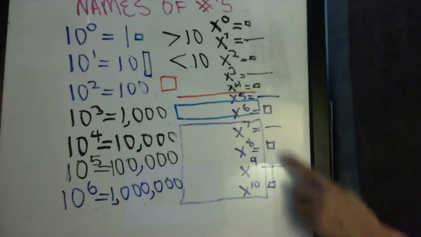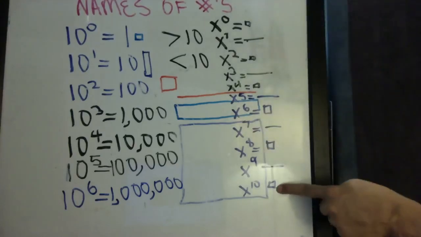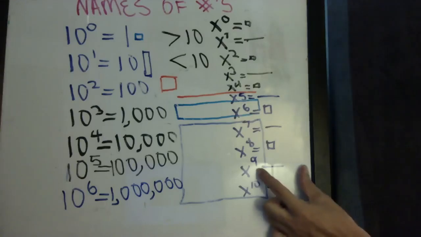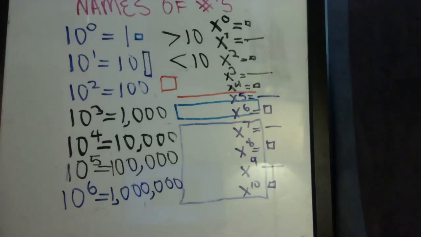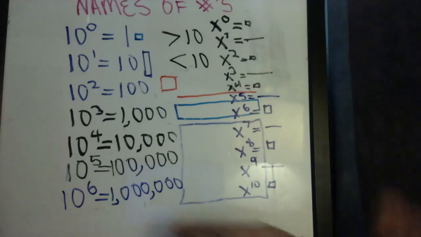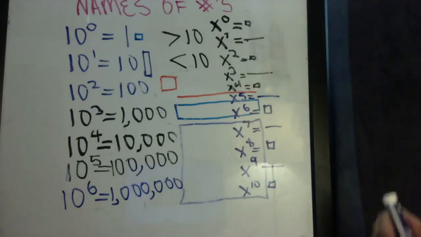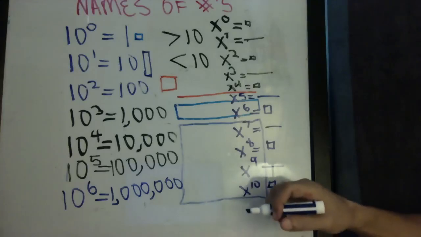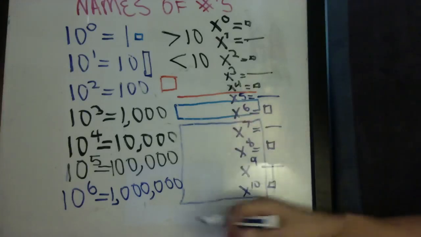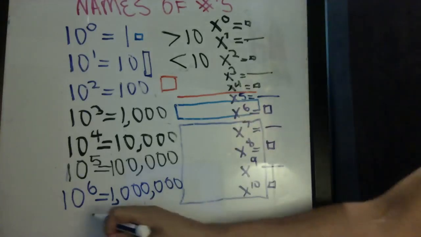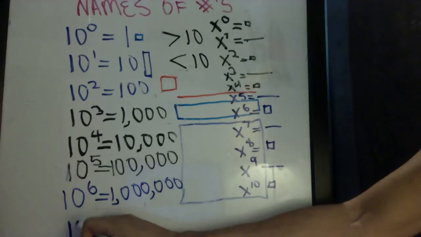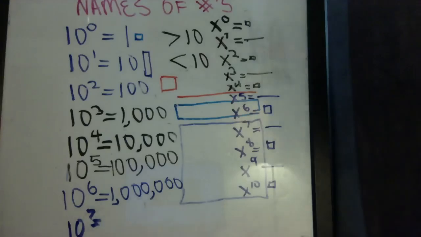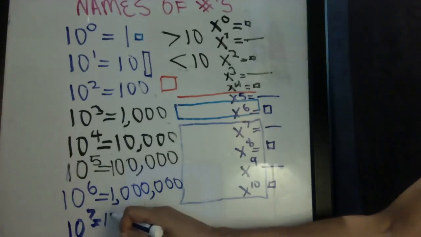But see, clearly this is drawing not to scale, because this would be a huge, huge square. This would be a really long, big rectangle. All right, so we have a name for this. There are other ways to arrange this too. 10 to the 7th, well, that's just 10 million.